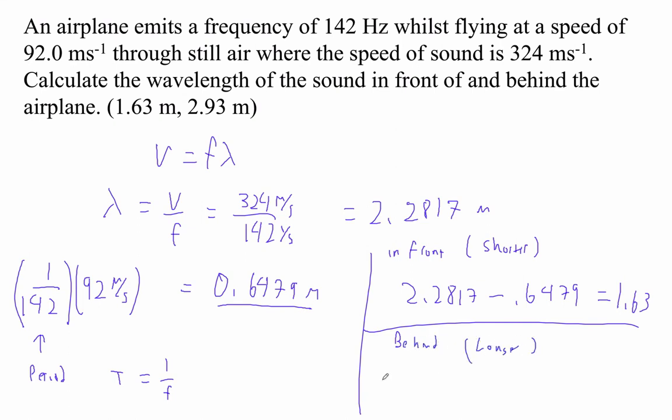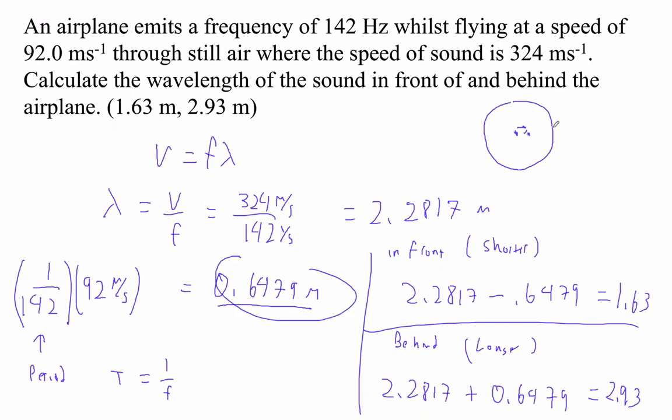And then behind, it's longer, so it's going to be 2.2817 plus 0.6479. And indeed, that's 2.93. So just think about that. If it didn't move, it'd be right in the middle. The wavelength in front and behind would be the same. But because it moves to the side some amount, it's shorter in the front by that amount and longer in the back. Kind of like a mullet.